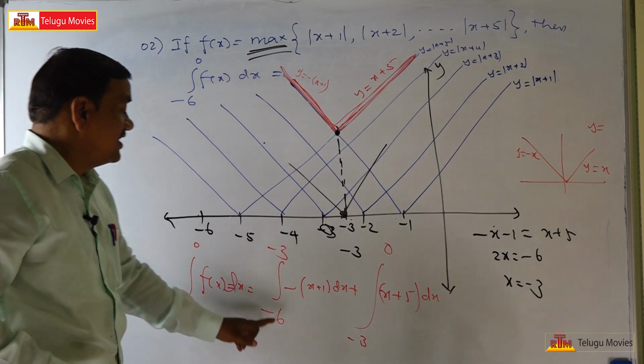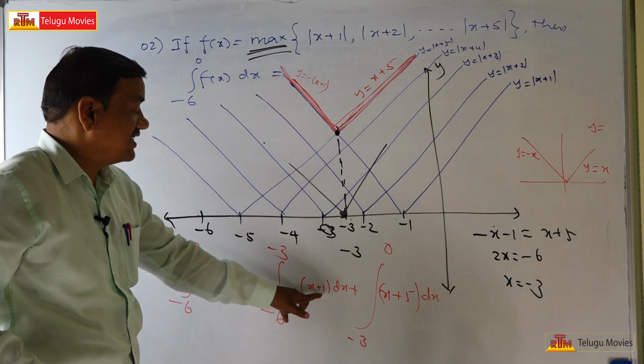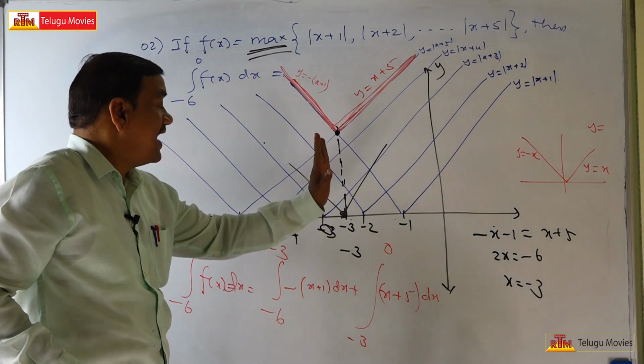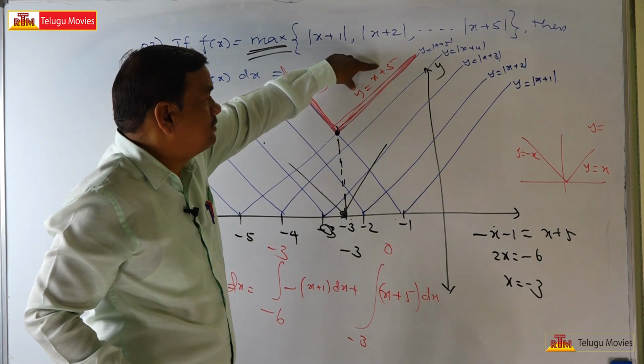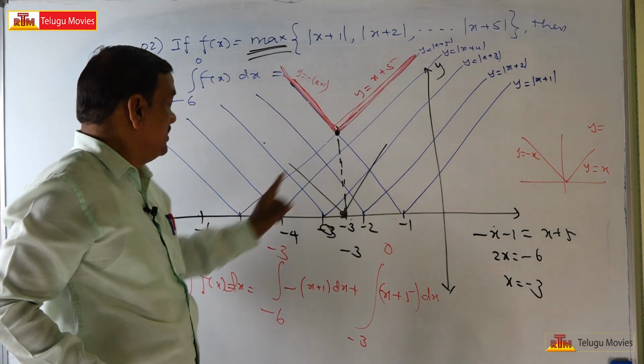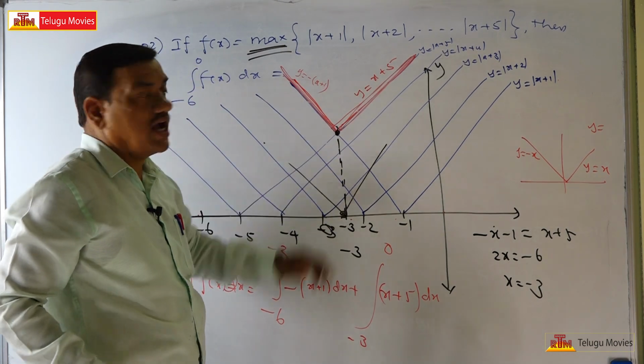So, integral minus 6 to minus 3 of minus x minus 1 dx, plus again here minus 3 to 0. This is the branch you have to take: y is equal to x plus 5, that is here x plus 5. This side is minus 6 to minus 3. Either you calculate it.